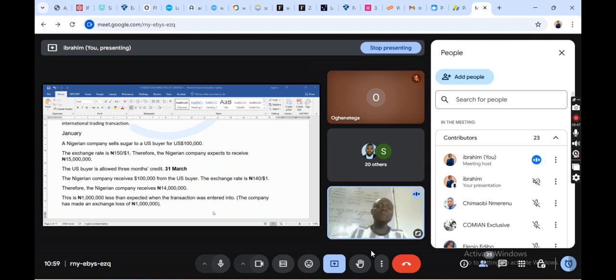So the Nigerian company will now receive 14 million. Now, what is the foreign exchange loss? It is the initial recognition of 15 million minus the actual amount received of 14 million. The difference is 1 million. So it means that the Nigerian company is losing about 1 million. That is transaction risk.